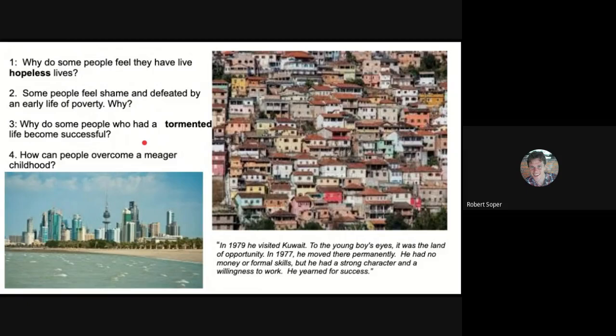Some people feel motivated by the pain they've experienced. They never want to feel that pain again, so they develop the skills and the self reliance that is needed to escape that pain. Other people strive to become successful so they can help other people who are living a tormented life.